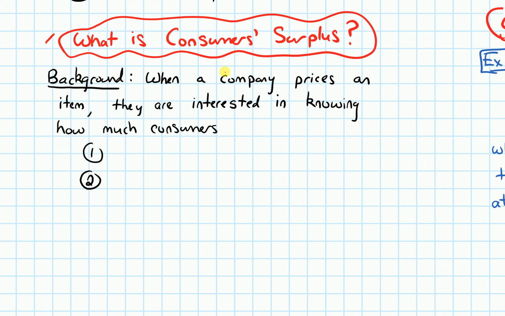So when a company prices an item, they are interested in knowing, and there's a couple things that they're interested in. One, how much consumers are willing to pay, and what they actually pay. Because there can be a gap between those things. Some consumers may be willing to pay more than what the company is actually charging for that item.